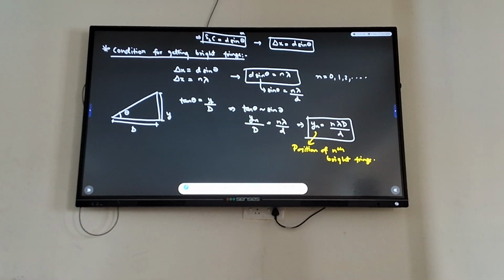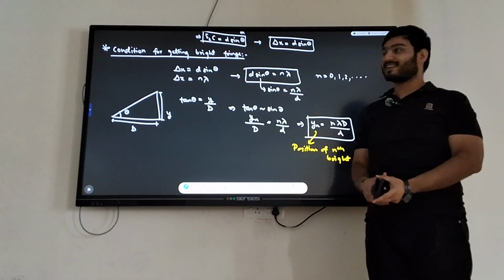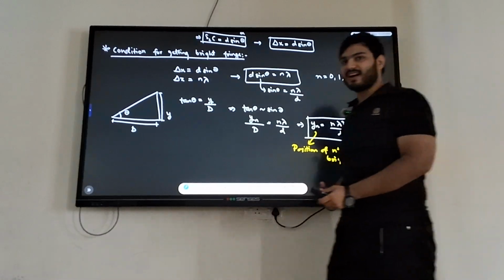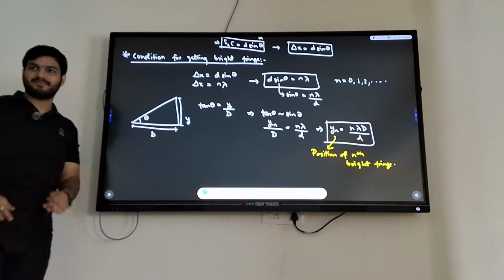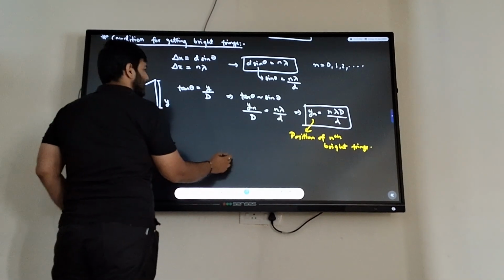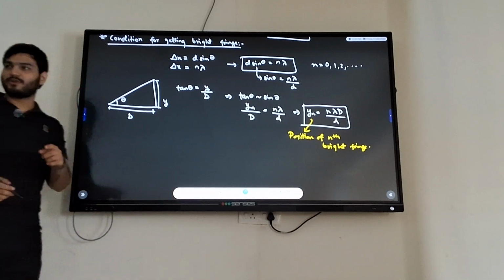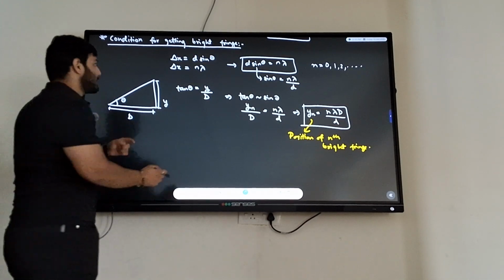Can I go on? Can you already guess what is the condition for getting a dark fringe then? What will be your delta x? Just n plus half lambda by 2? No, 2n plus 1 lambda by 2, something like this. Odd multiples of lambda by 2.